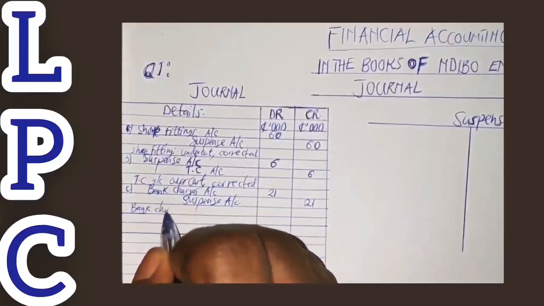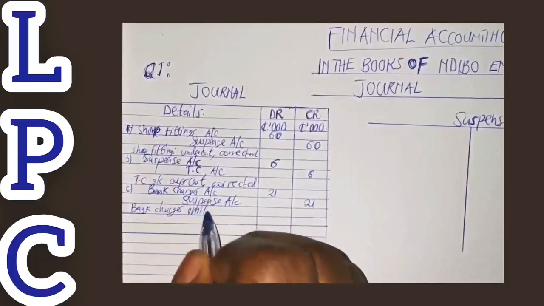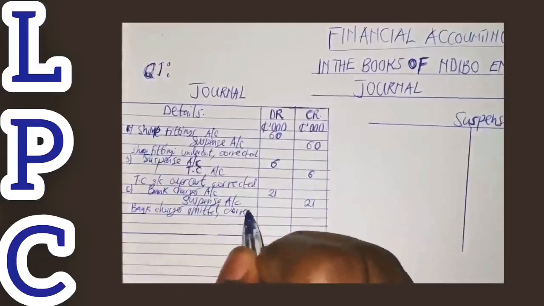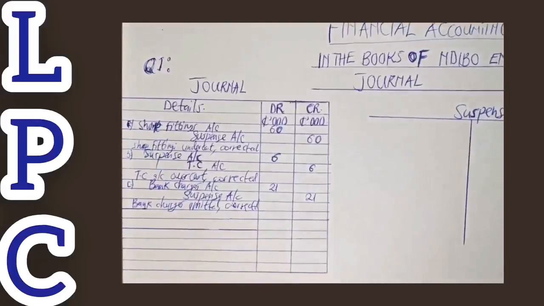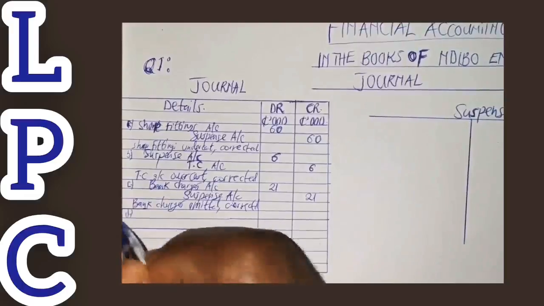Bank charges omitted, corrected. So you have corrected it. Bank charges omitted, now corrected. Let's move on to the D part. I hope the understanding is clear.